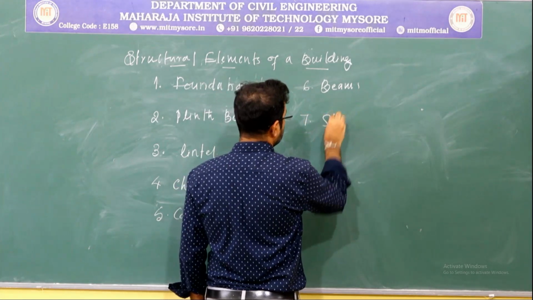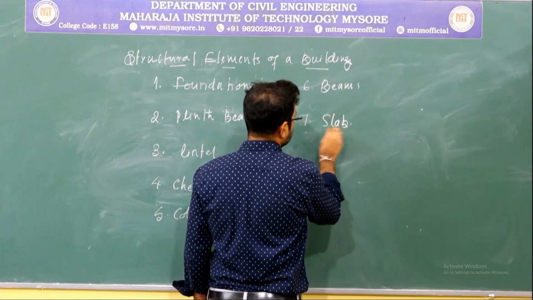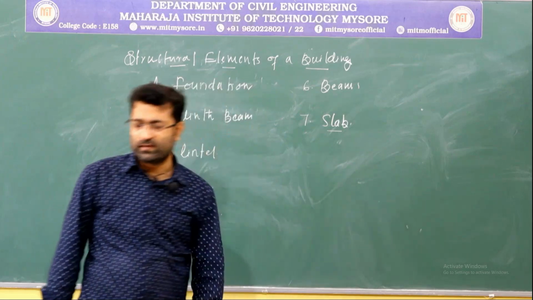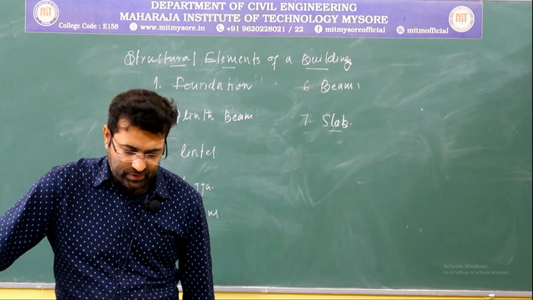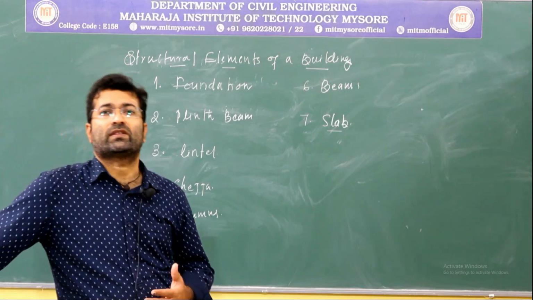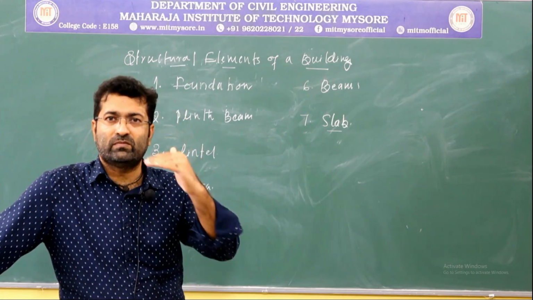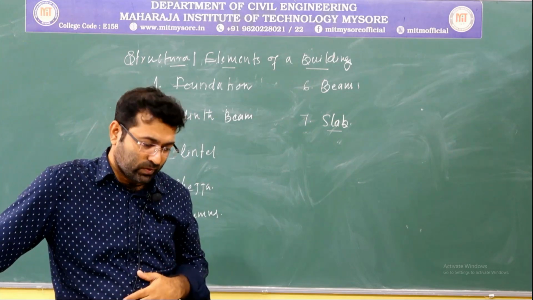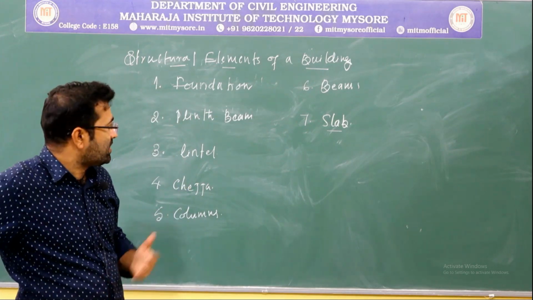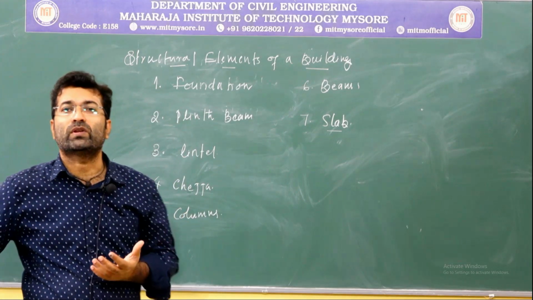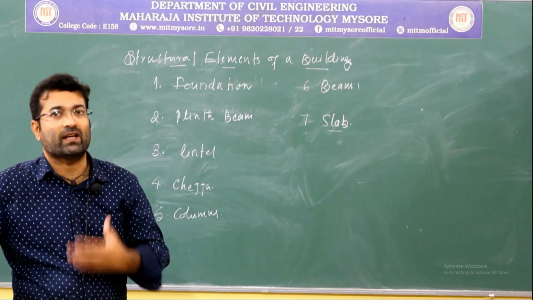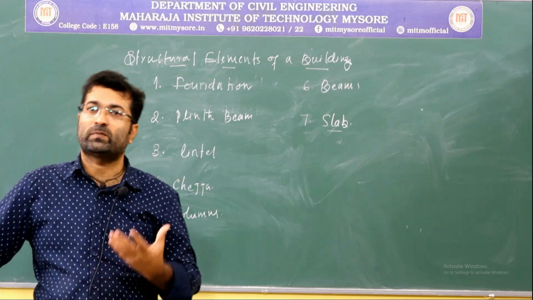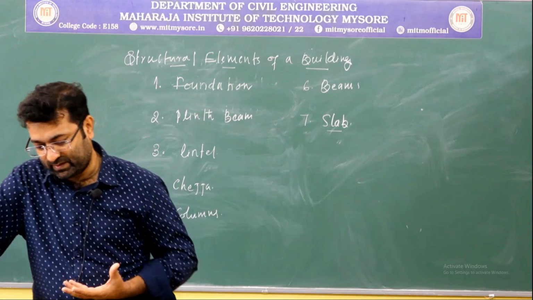Seventh one, the slab. So we all know what a slab is. It is a horizontal member. The slabs are basically constructed to divide the building into different floors. The basic function of the floor is to provide additional space in the building where we can occupy that space for different purposes.